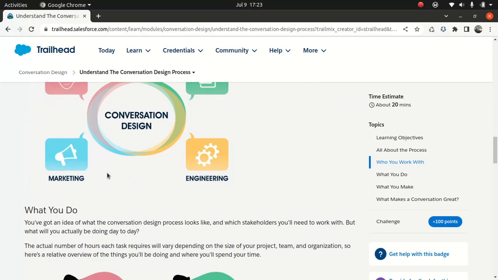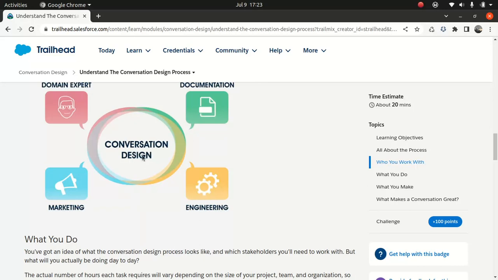So this is a fancy-looking conversation design, right? It touches on different things: domain experts, marketing, engineering, documentation. All of this is a part of conversation design, and this is important. Each step is important, and each box, as you can see, plays a very important role, right? So that's in general. I just wanted to talk about the design process. I hope you understood. I hope you can relate. Maybe you might have done something similar in the past.